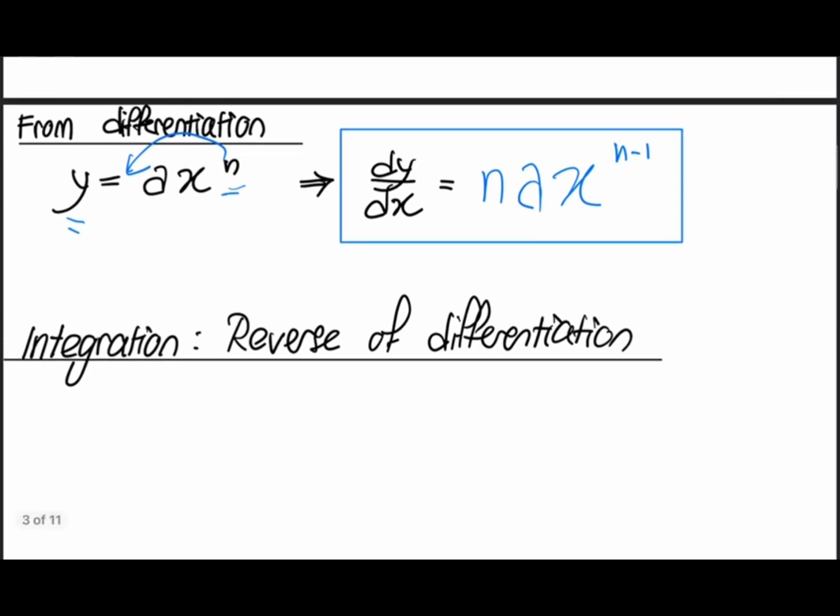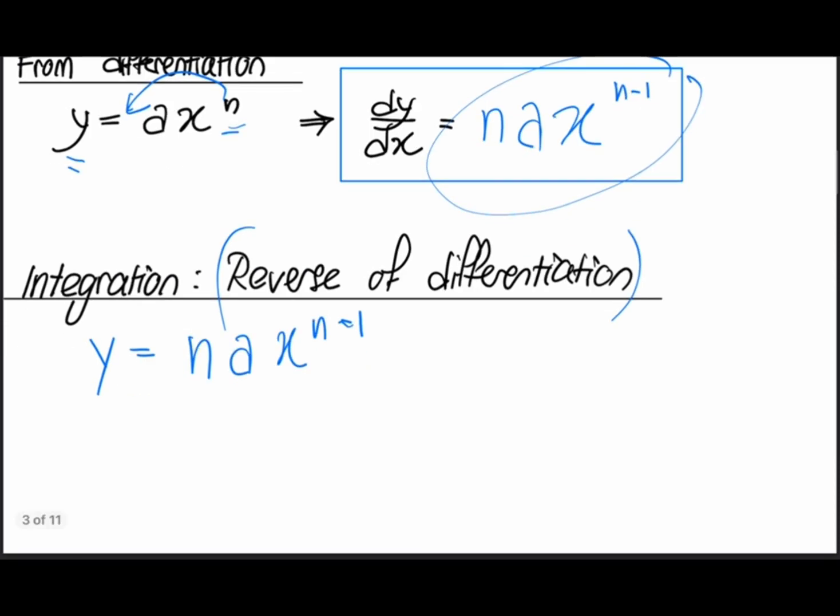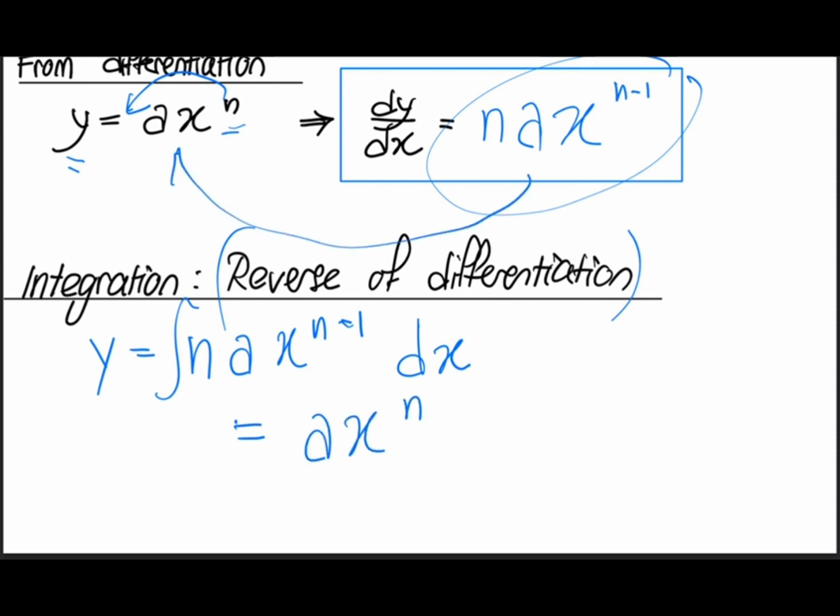Integration is actually the reverse of differentiation, right? So when we have y equals n a x to the power of n minus 1, if I integrate the whole term, that means I integrate with respect to x, and I will get back the answer, which is actually a x to the n. I will get back the same answer.